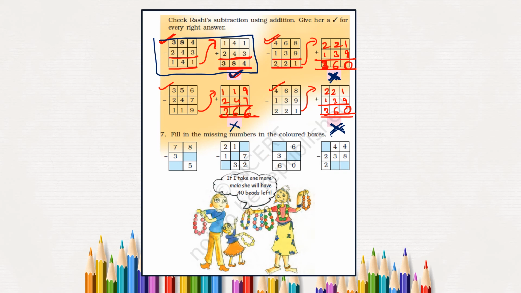Now, the last exercise requires us to fill the missing numbers. What will we subtract from 8 to get 5? We will do 8 minus 5 to get this number. So, the answer is 3. 7 minus 3, 4. From what do we subtract 7 to get 2? So here we just add these two to get this. 7 plus 2, 9.